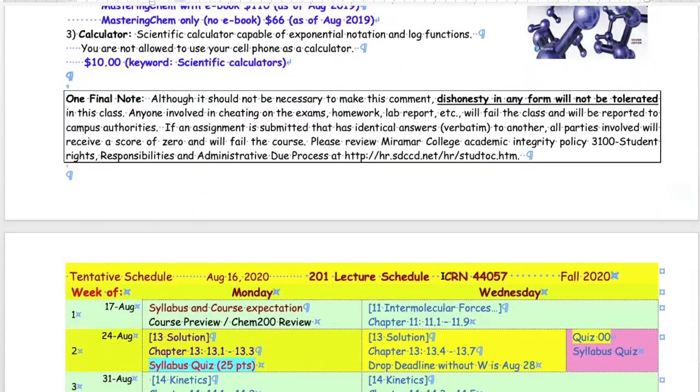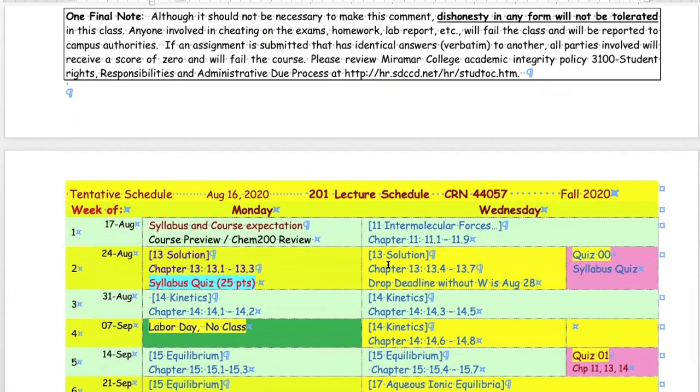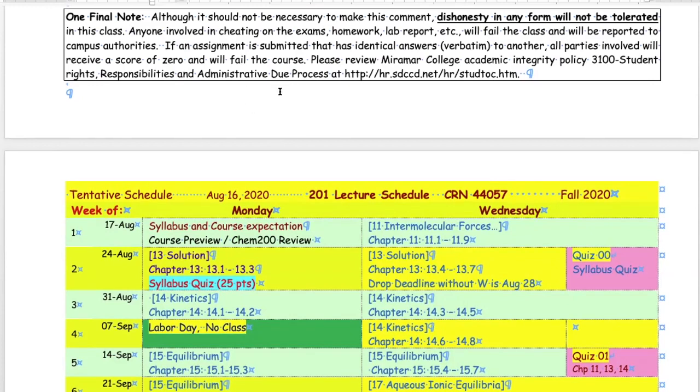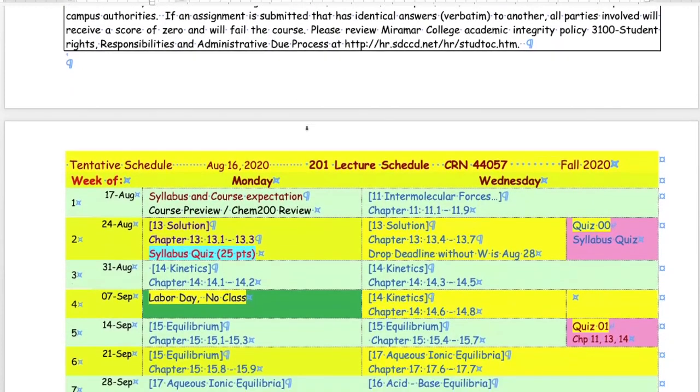Moving along right here, okay, you'll see that. Just make sure that I'm reading the chat correctly. This is the schedule.